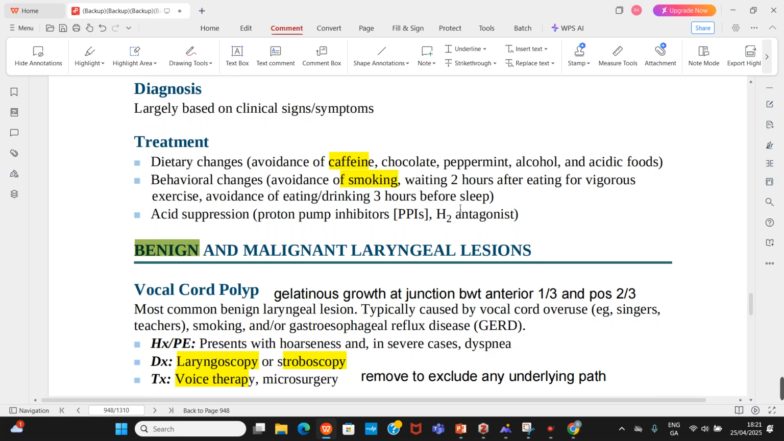So just start with lifestyle. Avoid these certain foods. Don't smoke. Wait for 2 hours before you start exercising after you've eaten. And you have to eat at least 4 hours before you sleep. So don't just eat now and go and sleep immediately. There's a high chance for laryngopharyngeal reflux.